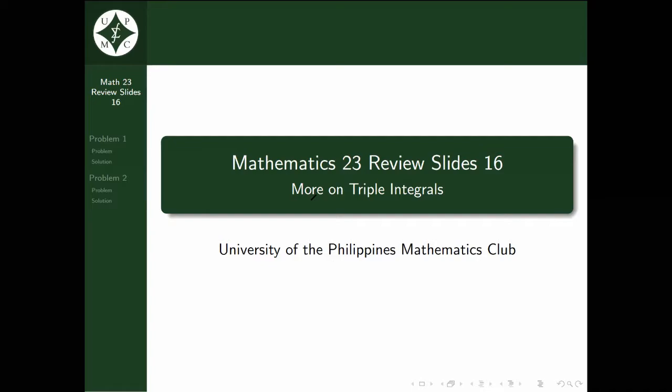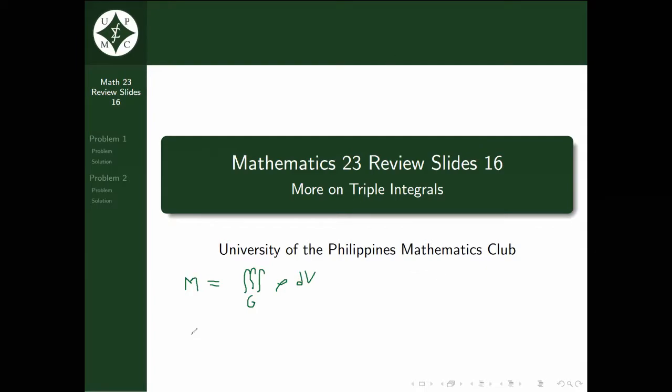Here we'll be discussing a bit more on triple integrals. Last time we discussed triple integrals as mass. So if you want to find the mass of an object, you take the triple integral over some solid G of rho dV, where rho is our density function. And dV, since we were doing it in rectangular coordinates, is dx dy dz.